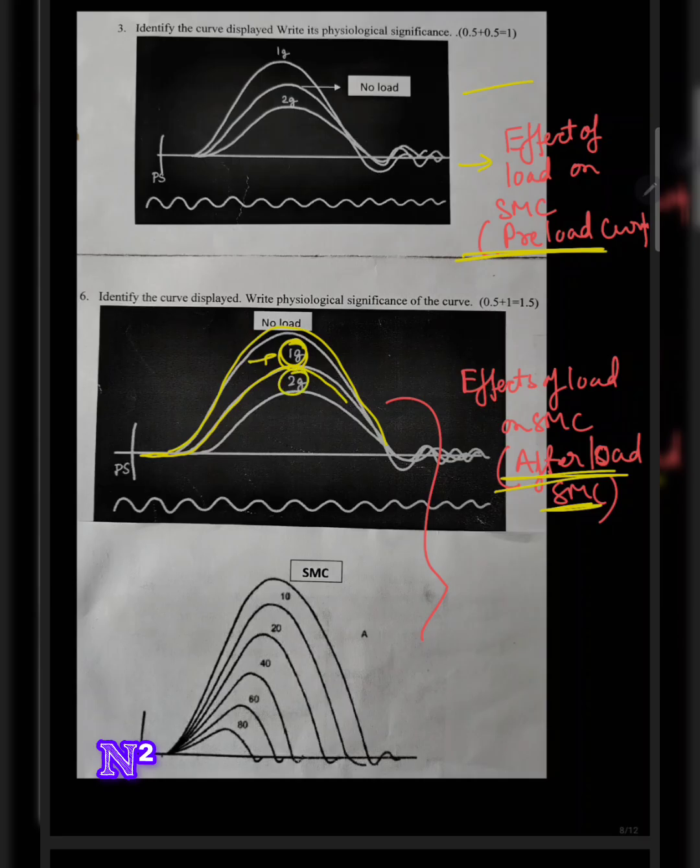Now obviously the next gram you add will have a more detrimental effect, so you will get a longer latent period and a lesser amplitude, and you will get a curve like this. So it's a very easy curve to understand. If you're getting the no load curve in the middle, it's a preload curve. If you're getting the no load curve at the very top, it's an afterload curve.